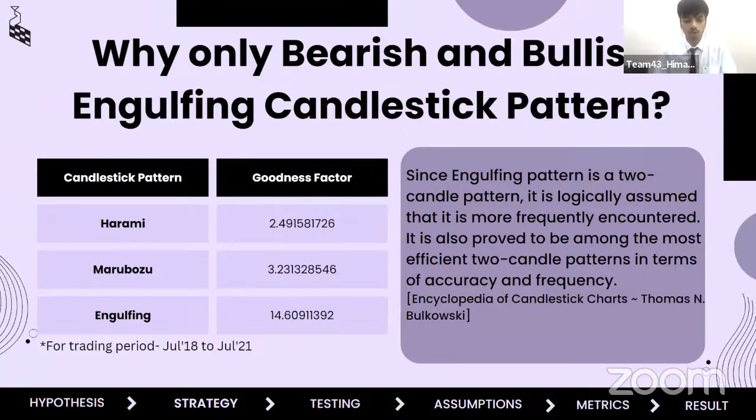We have mentioned the code and logic for inverse head and shoulders in the appendix of our report. Other types of patterns like triangle and double bottom can be made by small modifications in the code for the head and shoulders.